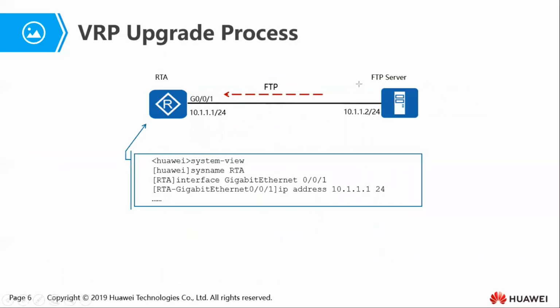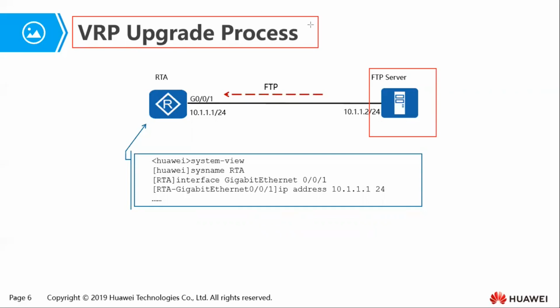So let's see, how can we retrieve a file from the FTP server? For example, here we want to upgrade our VRP. That VRP file has been stored in our FTP server, and we want to pull it from the FTP server to our router. The very first thing you need to ensure is what we call reachability between the client, your router, and the server, your FTP server.